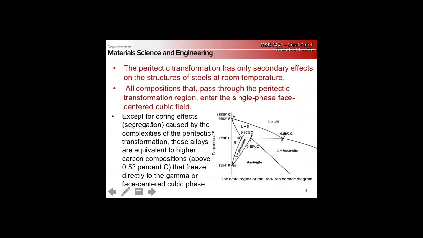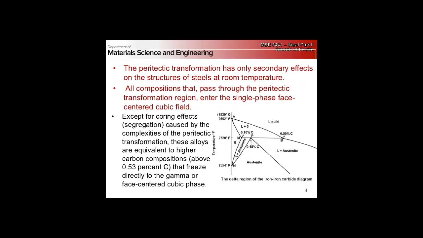In terms of growth of ferrite, the peritectic transformation doesn't cause a major effect on the resulting microstructure. No matter what composition comes through the peritectic point, you still have to go through the whole austenite phase field. So depending on where we are, we may get some coring or other inhomogeneities in terms of composition.